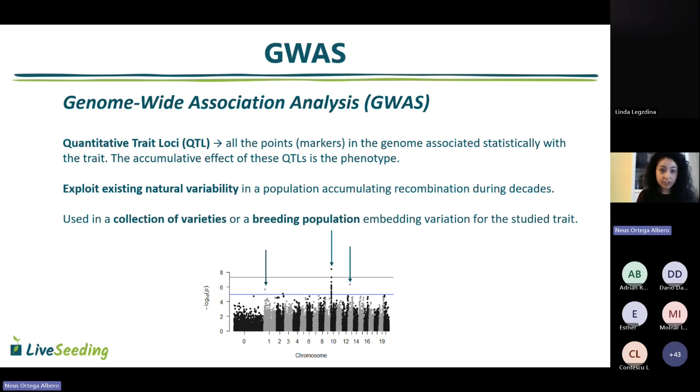These GWAS studies are very interesting because they exploit the existing natural variability within a population, generated through the years after selection and recombination. So it can be performed either on a collection of traditional varieties, or a collection of breeding varieties, or different types of breeding populations that need to embed all this diversity for the trait of interest.